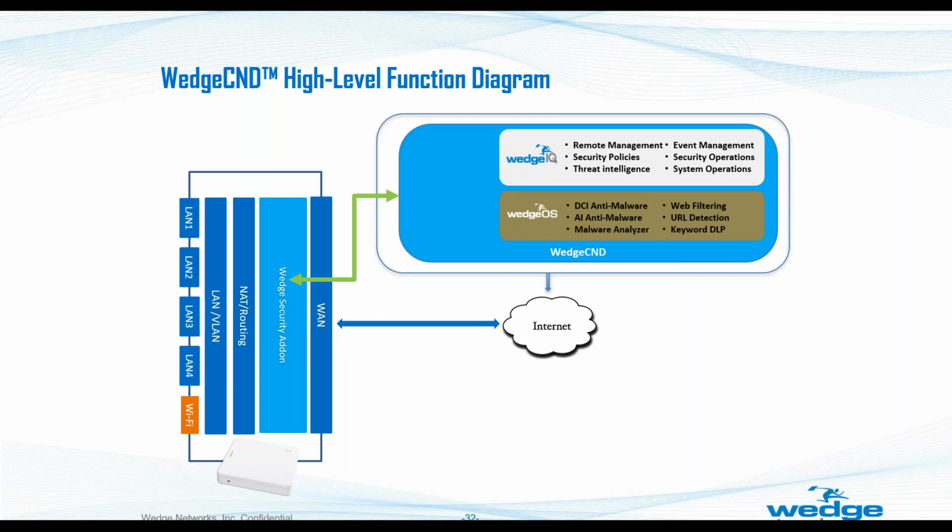This is the functional architecture diagram of the WedgeCND. The main functional modules of the WedgeCND, you can see, include the Wedge IQ and Wedge OS. Wedge IQ handles the management functions, including security policies, security events, system settings, system operations, and security intelligence and analysis, whereas Wedge OS performs the security scanning functions.